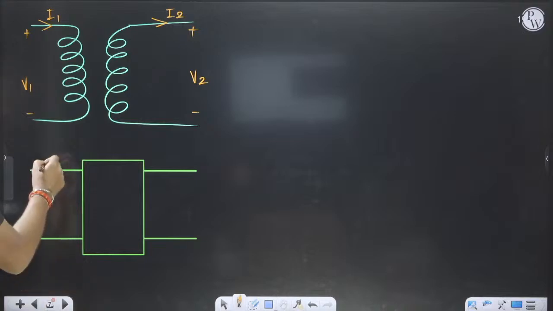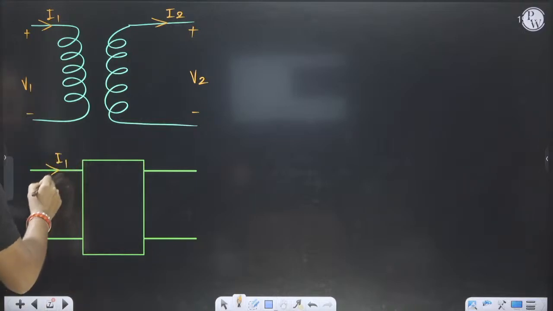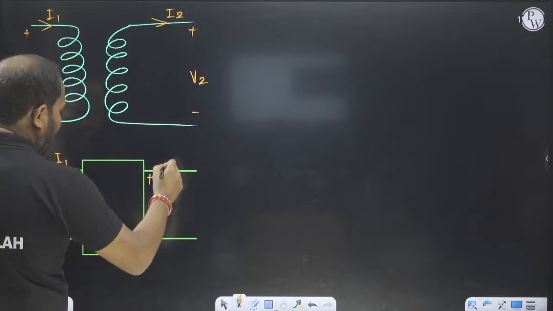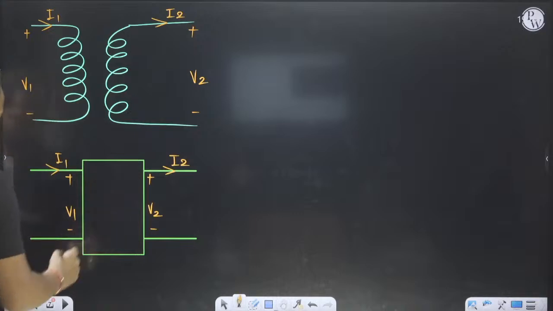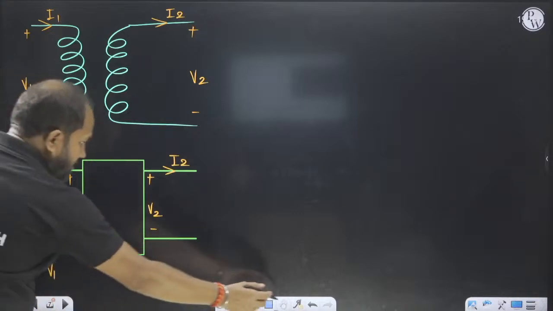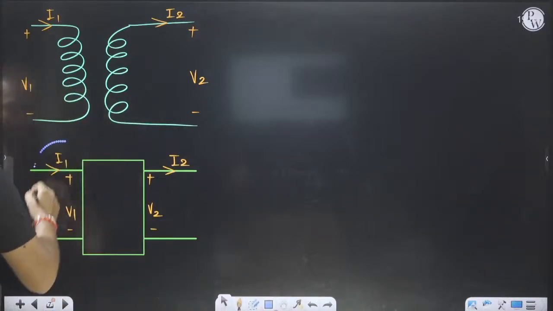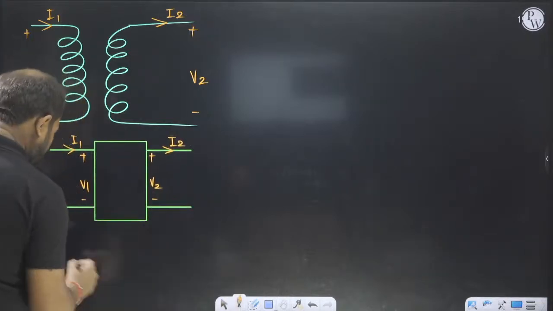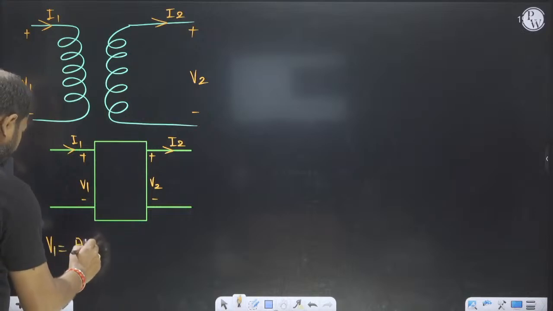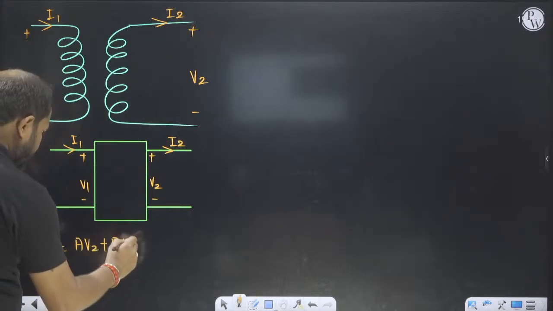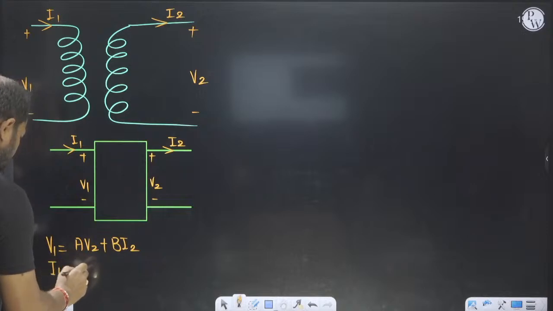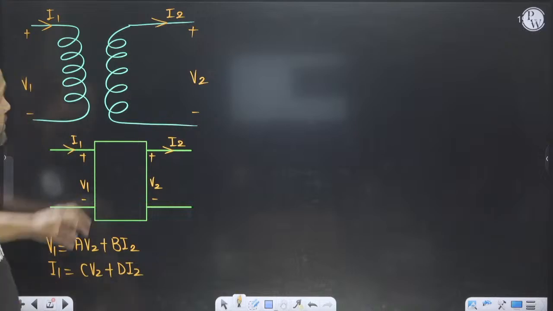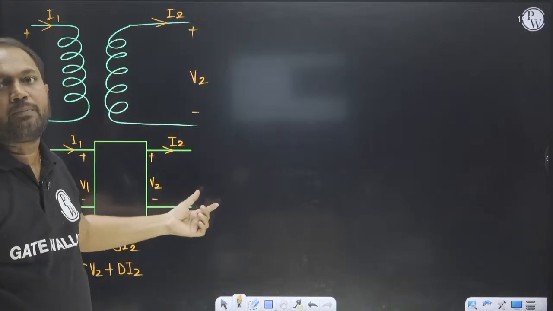Okay, so we have I1, we have V1, we have V2, and I2 is leaving. For this ABCD matrix, since I2 is leaving, V1 is equal to A V2 plus B I2, and I1 is equal to C V2 plus D I2. Here the I2 current is leaving, so I will take plus.